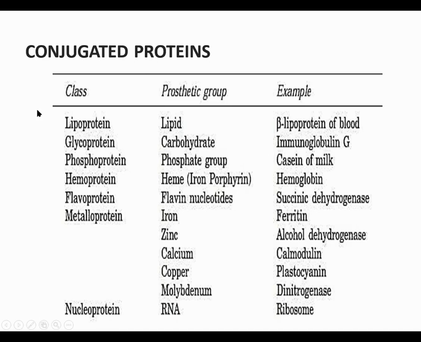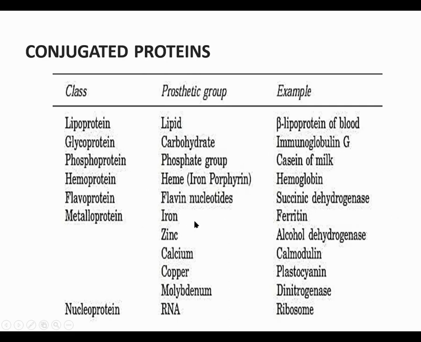An example of that one is lipoprotein. The prosthetic group is lipid. An example is beta lipoprotein of blood. Glycoprotein contains carbohydrates. An example is immunoglobulin G. Phosphoprotein contains phosphate group, which is found in casein of milk. Hemoprotein contains heme or iron porphyrin, and an example protein is hemoglobin. Flavoprotein has flavin nucleotides, and an example of this is succinic dehydrogenase.